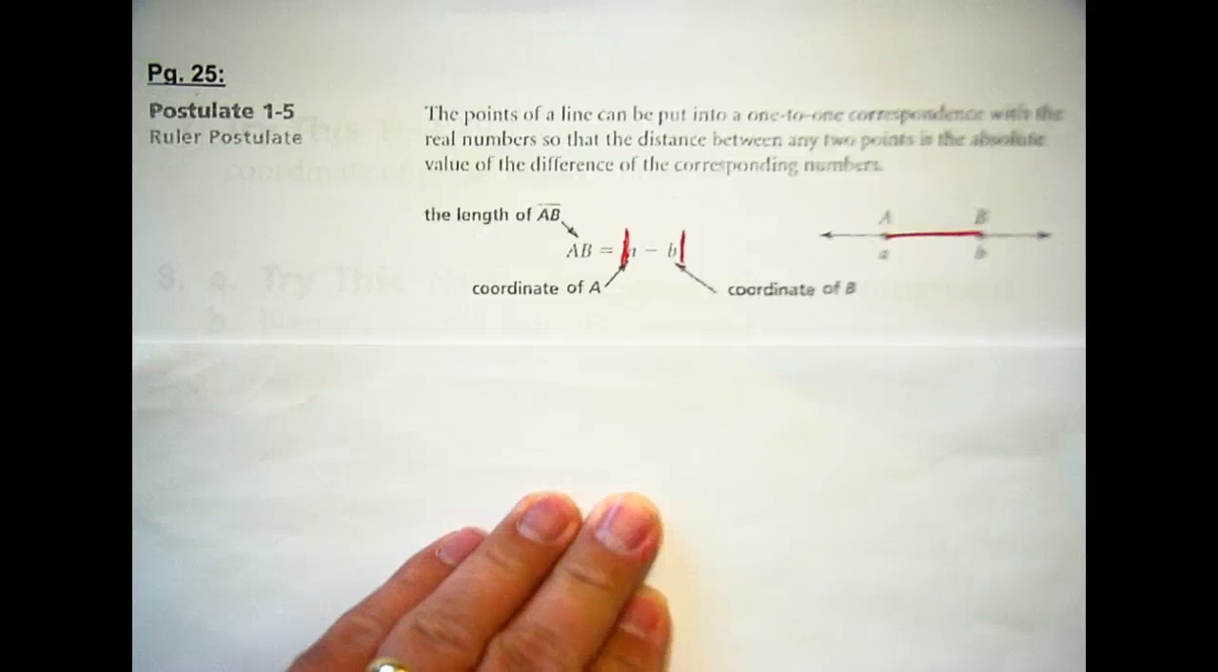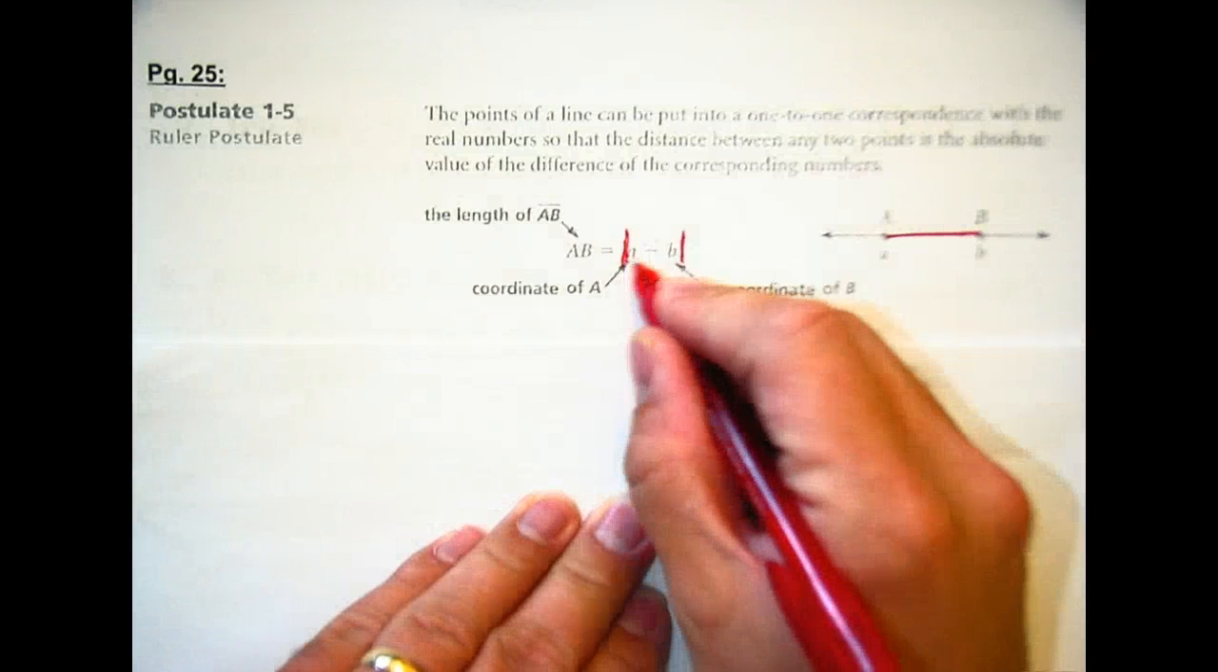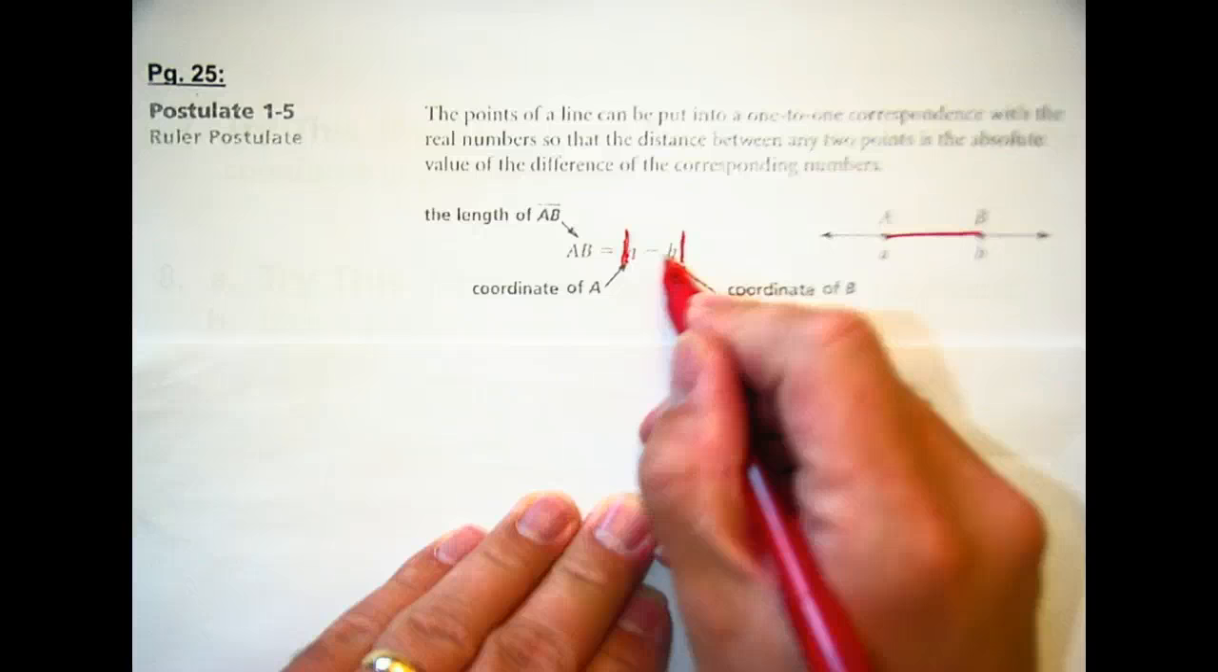Absolute value is the number's distance from 0. Good, it's distance from 0. It's a distance, and distance is always a positive number. So this just says the positive distance between A and B.